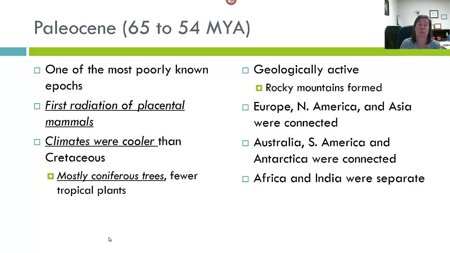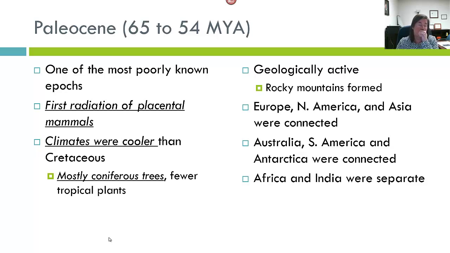Despite the fact that it's one of the most poorly known epochs, it does represent the first radiation of placental mammals. During this time period of the Paleocene, from 65 to 54 million years ago, climates were a lot cooler than they were during the preceding epoch of the Cretaceous during the Mesozoic. We know that climates were cooler based on the flora. We're seeing primarily coniferous trees, trees with pine cones, and many, many fewer tropical plants.